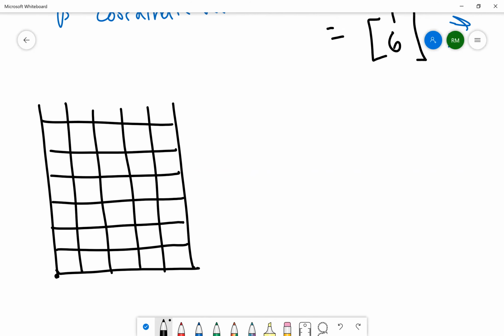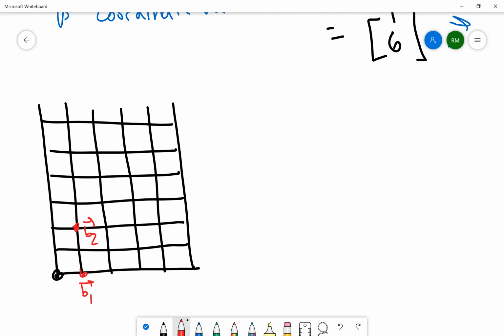Okay, we'll make that the origin. And let's plot where the vector b1 is. So this is where the vector b1 goes. If the vector starts at the origin, it will go to that point right there. That's b1. b2 is right here.